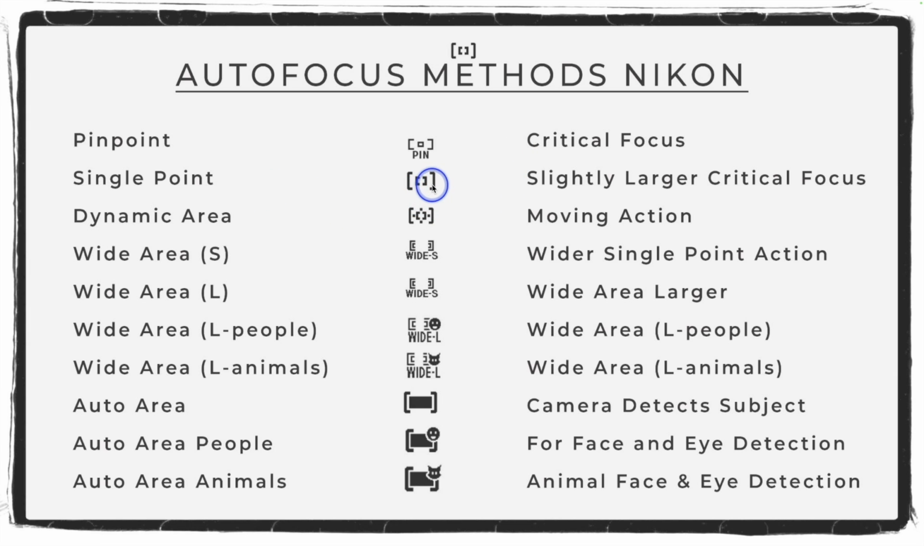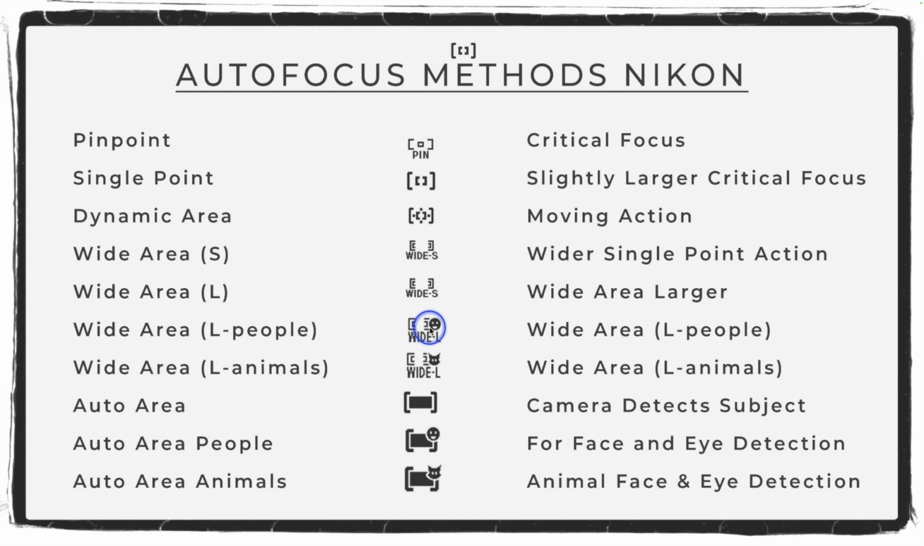We have single point, which is a little larger than this, good for critical focus. Dynamic area, which is good for moving action. We have wide area, and this is weird. So we have wide area small, which is a smaller, and then we have a wider version, which would be wide area L. And so it would be wide L here, but I didn't have the wide L, and I forgot to clone this in as an L. I'll probably do that later, but for right now, it's an S. Then we have wide area people. So this is a wide area and you're trying to get people.